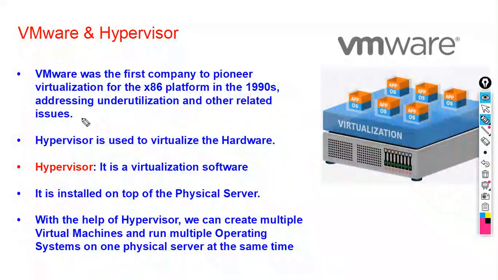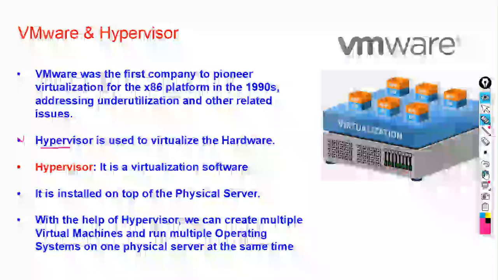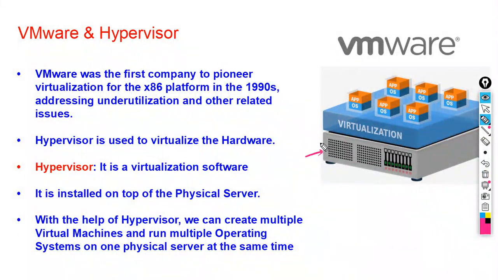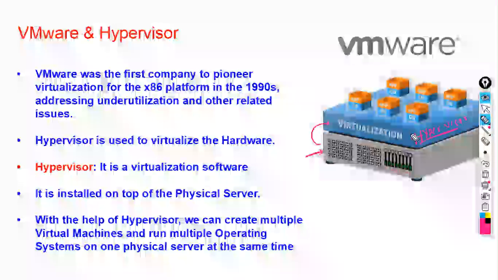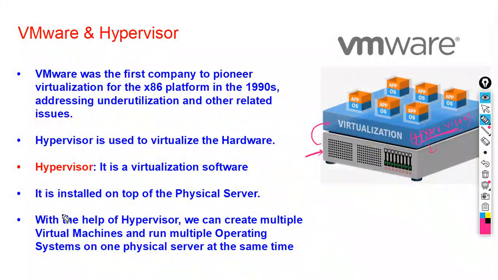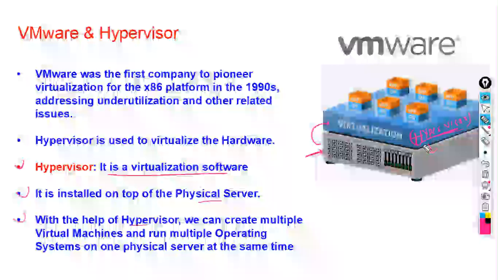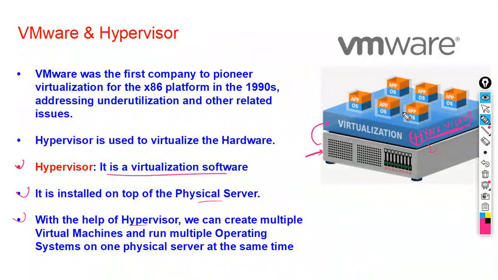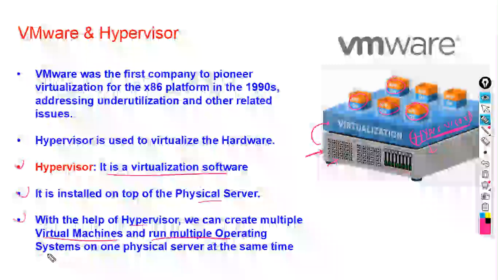Now, that virtualization software is known as a hypervisor. Hypervisors are used to virtualize the hardware. If you see, we have this hardware, and on top of this hardware we need to install the virtualization software, which is known as the hypervisor. Remember the terminologies. The hypervisor is used to virtualize your x86 architecture. It is installed on top of the physical server, and it allows us to create multiple virtual machines on one physical machine and run multiple operating systems at the same time.